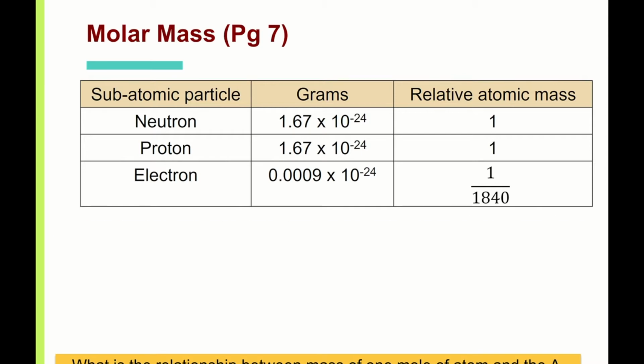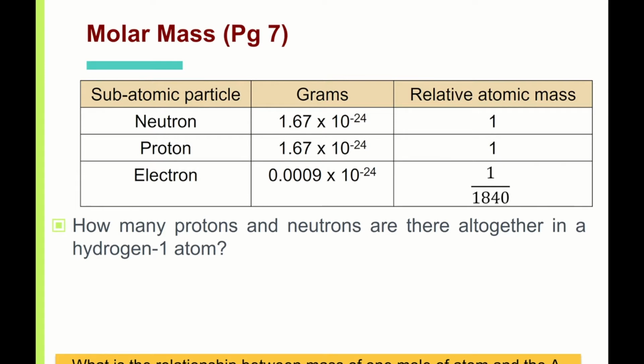So how many protons and neutrons are there in a single hydrogen atom? Look at your periodic table. What is the relative atomic mass?